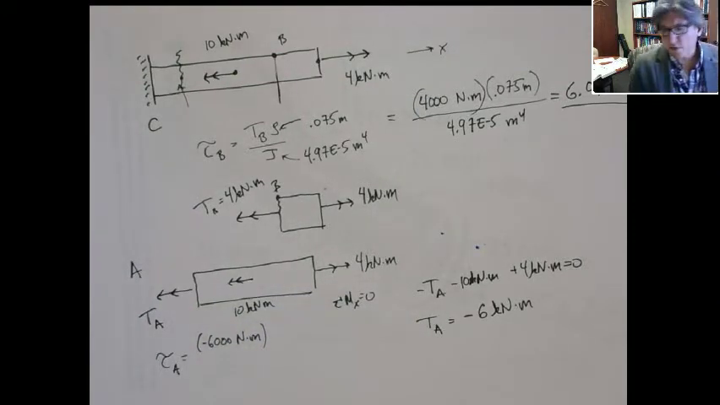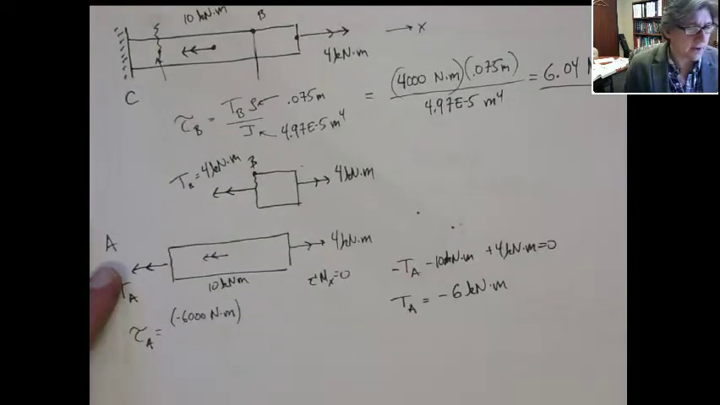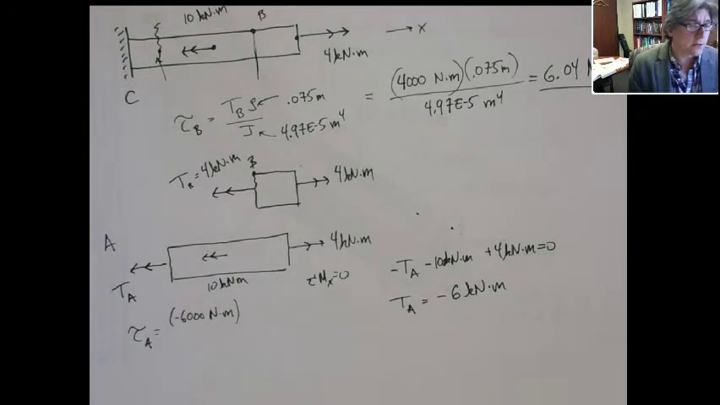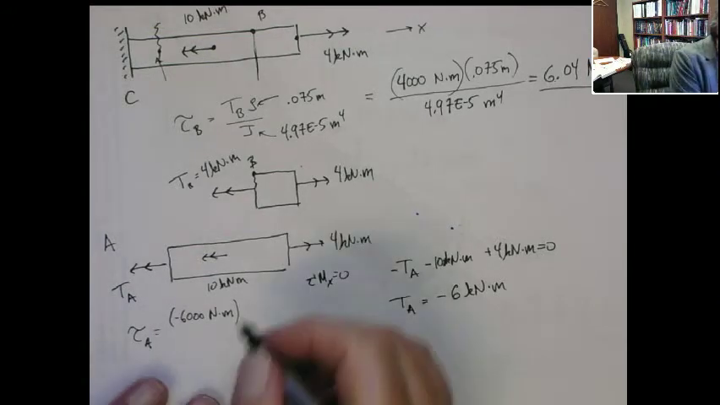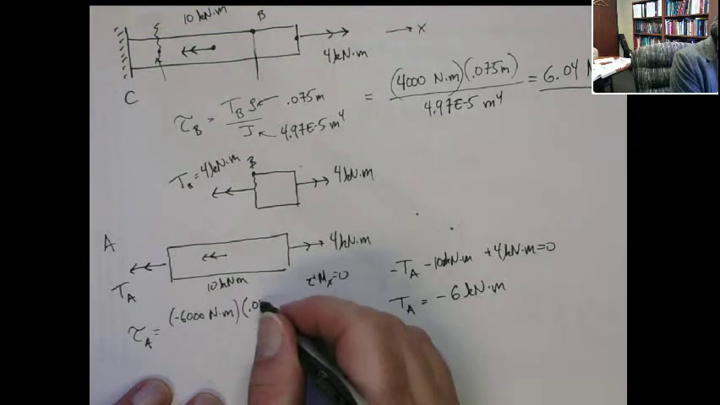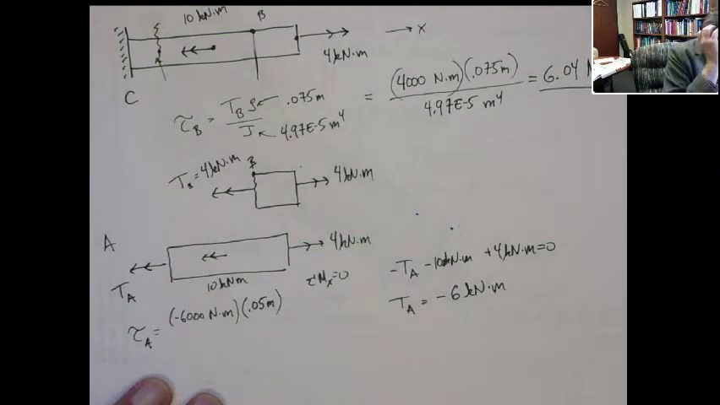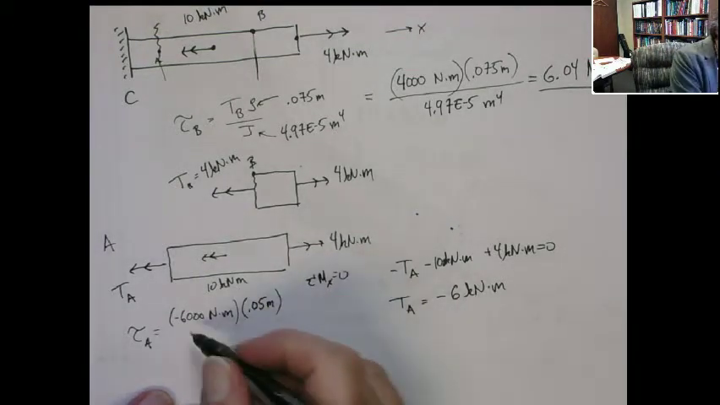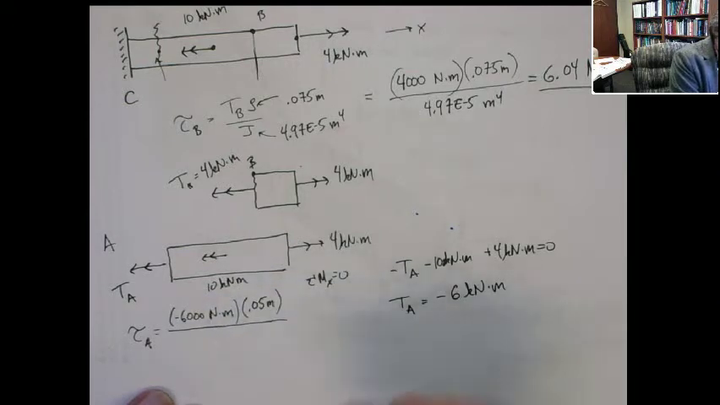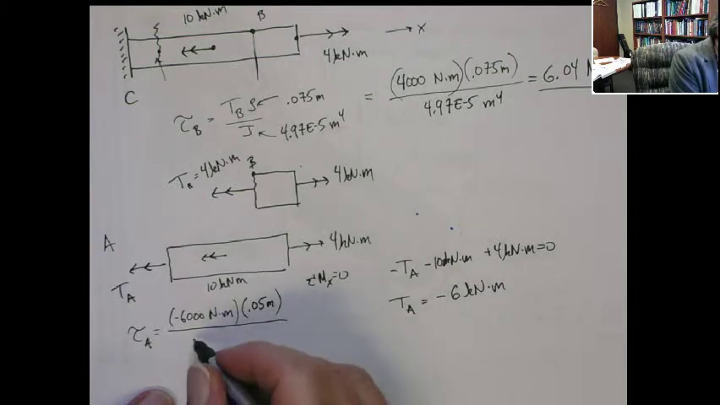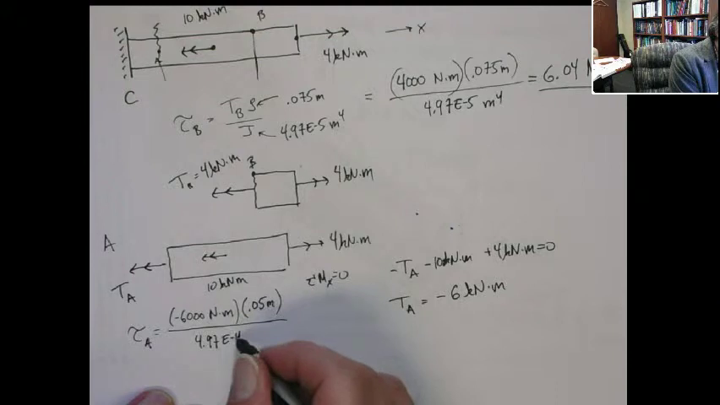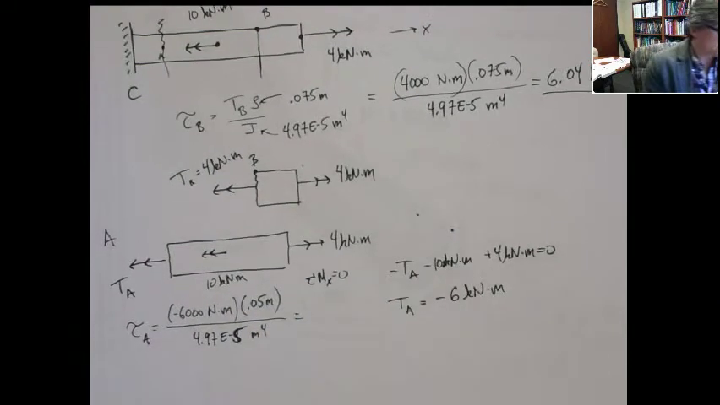For the shear stresses, you don't have to worry so much about the sign, but I'll keep it in there because when we do angular twist and whatnot, it's looking at it. So 6,000 newton meters. The radial distance here is 0.05 meters, right? It's not at the outer limits, it's 3/4 of that. And then J is the same. The diameter of the geometry at point A is the same as geometry at point B. So J is still 4.97 e to the minus fifth meters to the fourth.